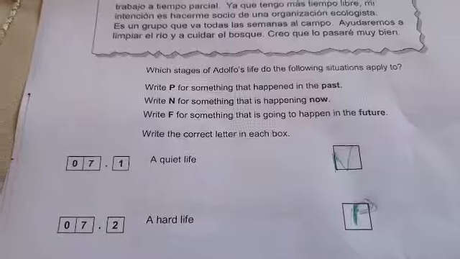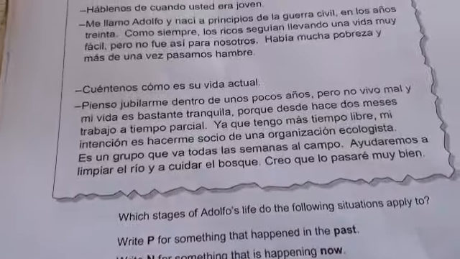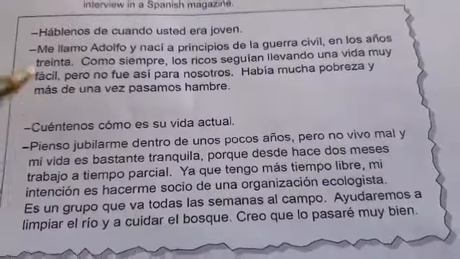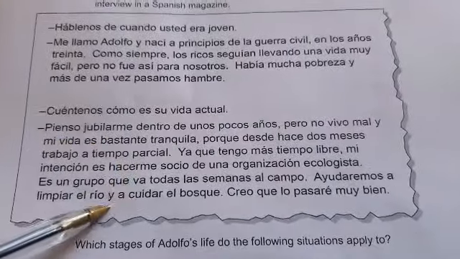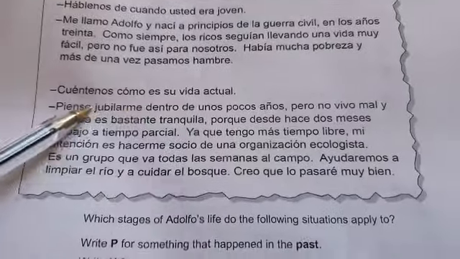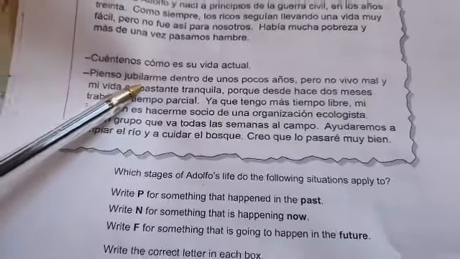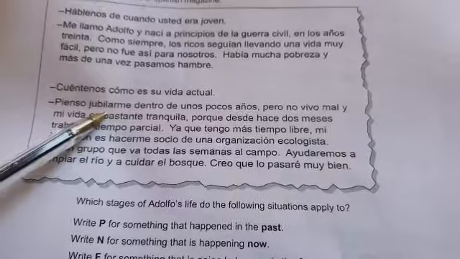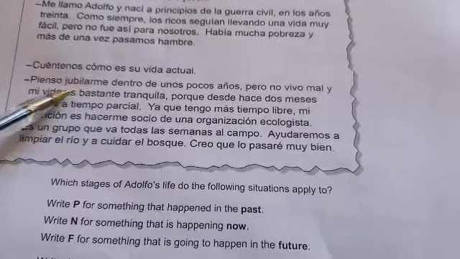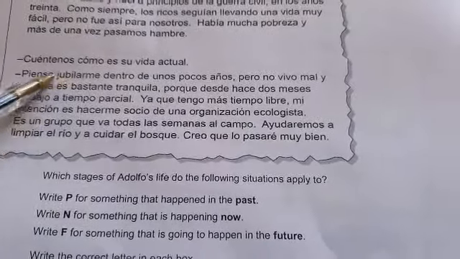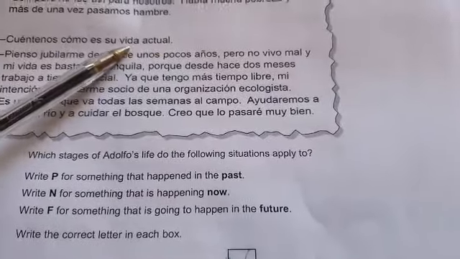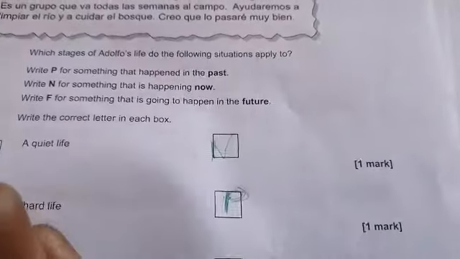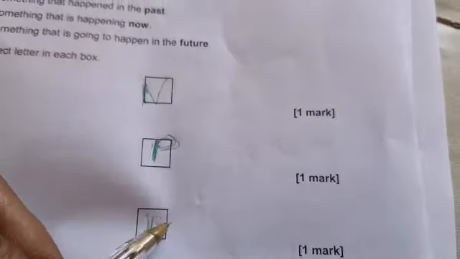And retirement. What does he say about retirement? Okay. In this section, because obviously this is the past. Retirement, I explained with this word, jubilar. What does he say about jubilar? He talks about when he retires. Pienso jubilarme en pocos años, so in a few years. So that's in the future. So we're going to put the future. Obviously, it hasn't yet arrived.